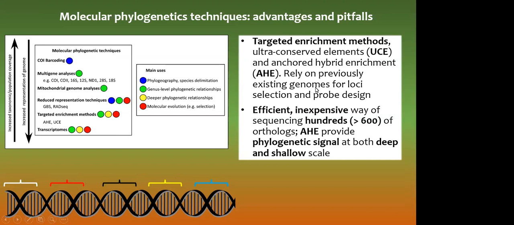the existence of a previous genome for a closely related species. And with that genome, you can select the loci that you want, the genes that you want to amplify, and design probes. This is a method which is efficient and inexpensive, and that provides hundreds, for example, 600 orthologs or independent genes, as you can see here.